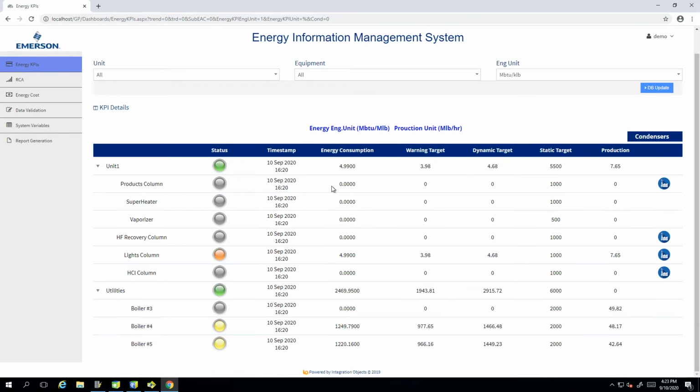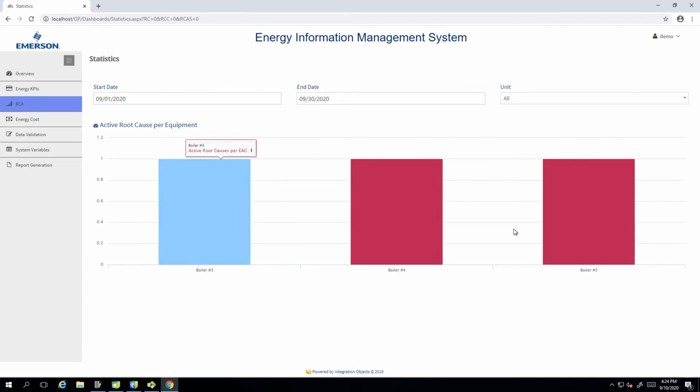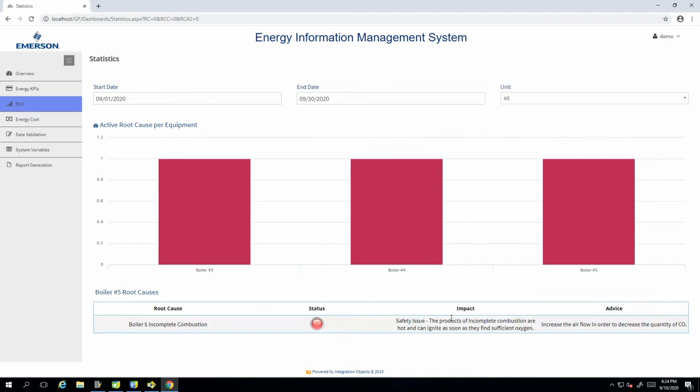We can see that my energy consumption is currently good, actually saving money from our target KPI. However, I can see that steam specifically is underperforming. I can drill down to see if we can find the cause of this performance issue. Steam is created in our boilers. I currently have issue with boiler number 4 and number 5. Let's take a look at boiler number 5.